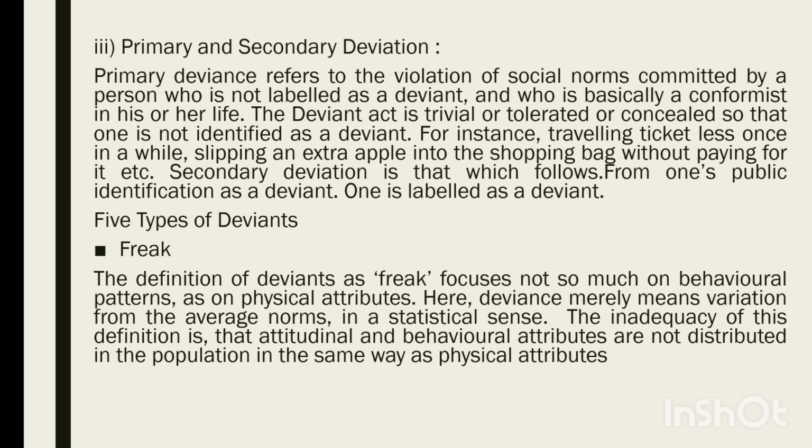Five types of deviant: freak, sinful, criminal, sick, and alienated. Freak. The definition of deviance as freak focuses not so much on behavioral patterns as on physical attributes. Here, deviance merely means variation from the average norms. The inadequacy of this definition is that attitudinal and behavioral attributes are not distributed in the population in the same way as physical attributes.